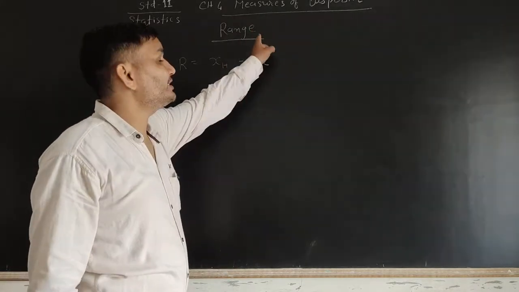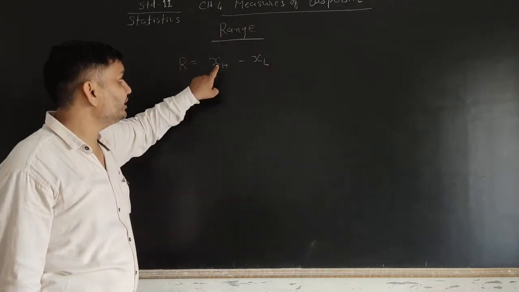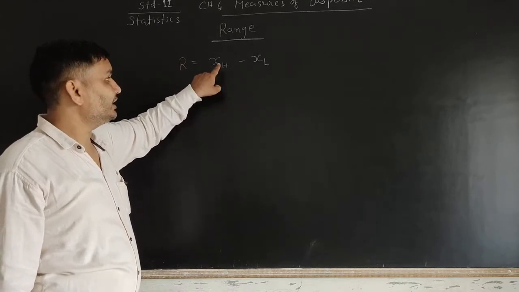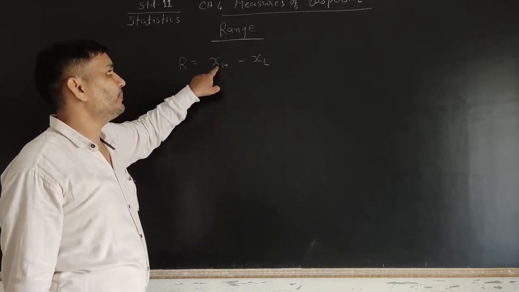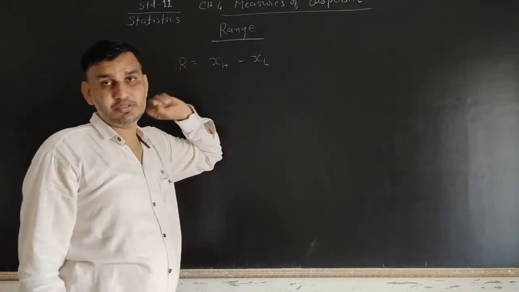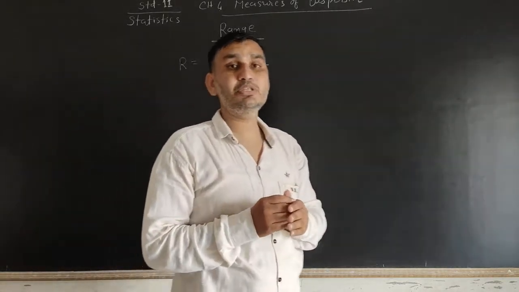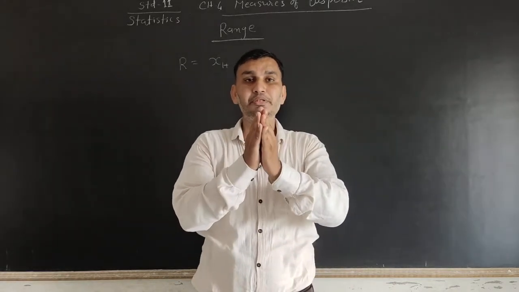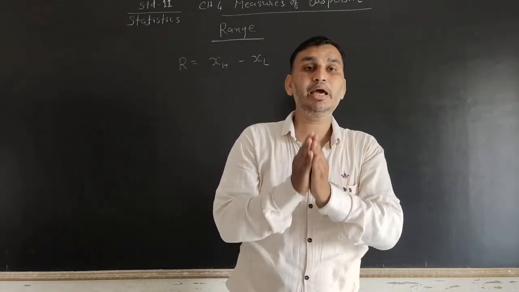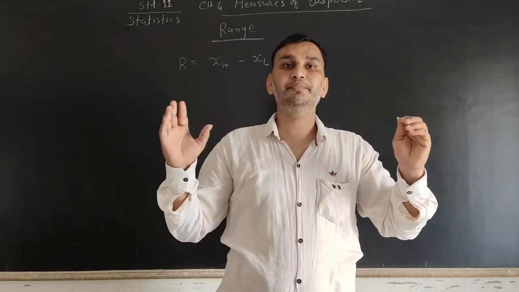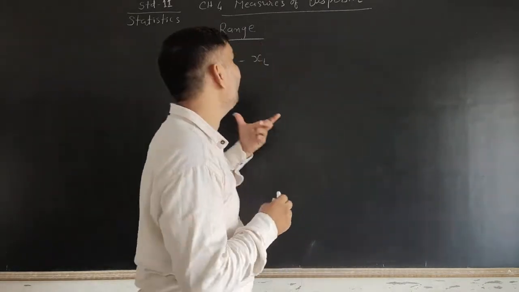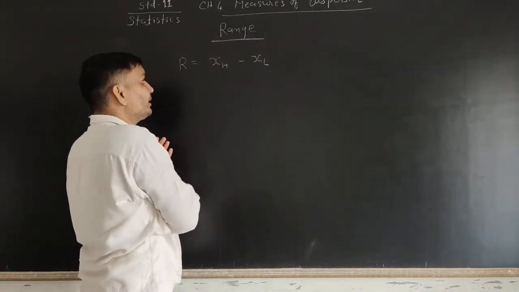Again I am repeating, what is the range? The range is the difference between the highest observation, that is, the value of the highest observation, and the value of the lowest observation. It is called a range. From the range we get to know how spread out our data is, over how many numbers it is spread.